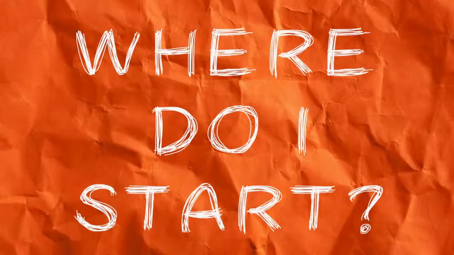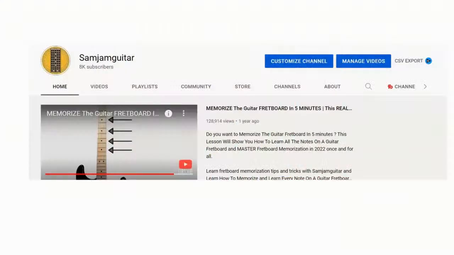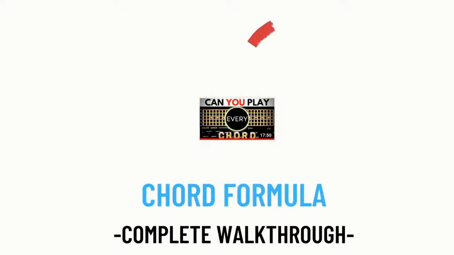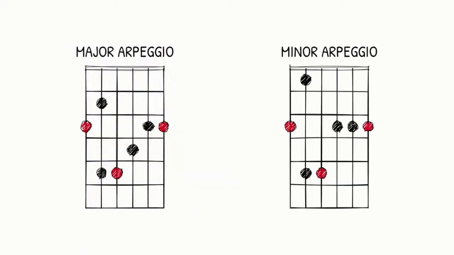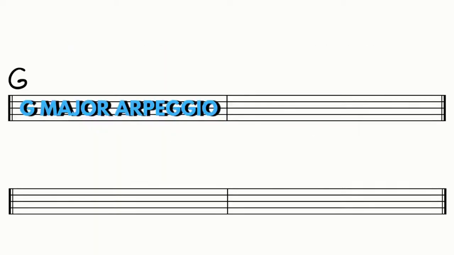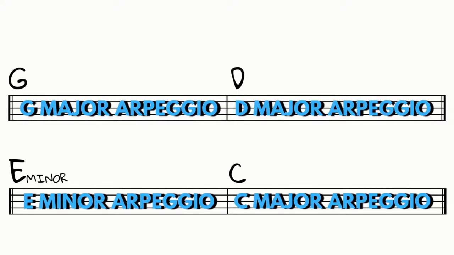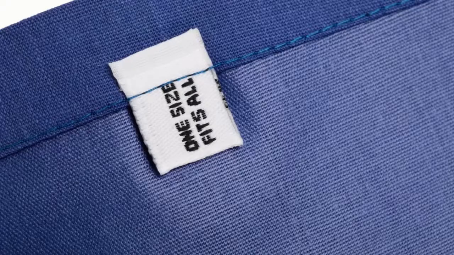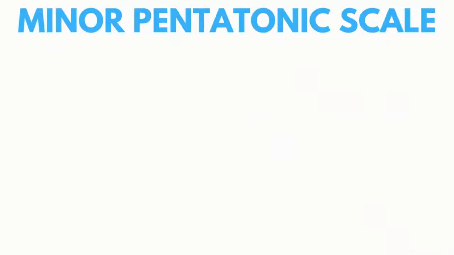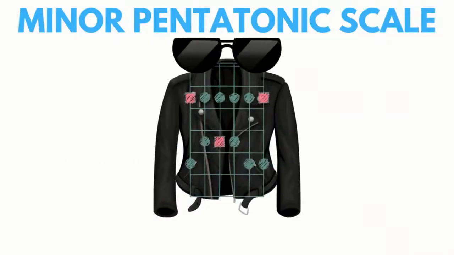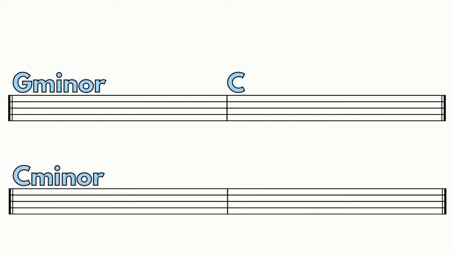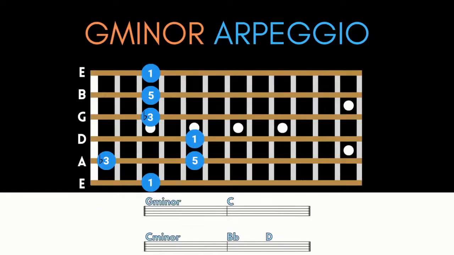And if you don't know where to start to begin learning this knowledge, then I'll link to a very detailed video that I've made just on this subject at the end of this lesson. Once you understand how to play even the most basic major and minor arpeggios, you can use these now to outline individual chords within a chord progression when soloing, rather than a one-size-fits-all scale like the guitarist's favourite, the minor pentatonic scale. Take, for example, a chord progression such as G minor, C, C minor, B flat to D.